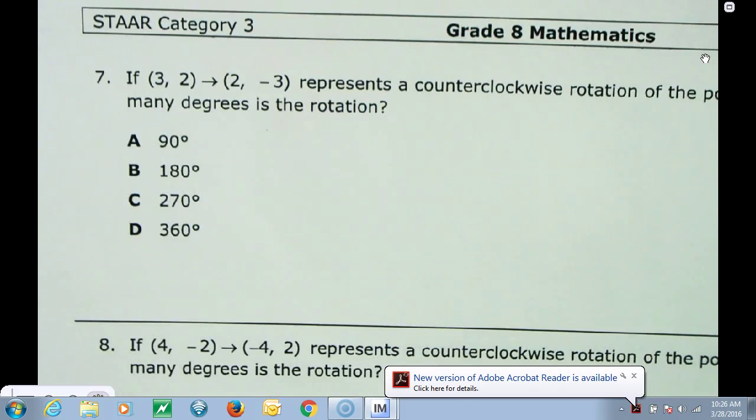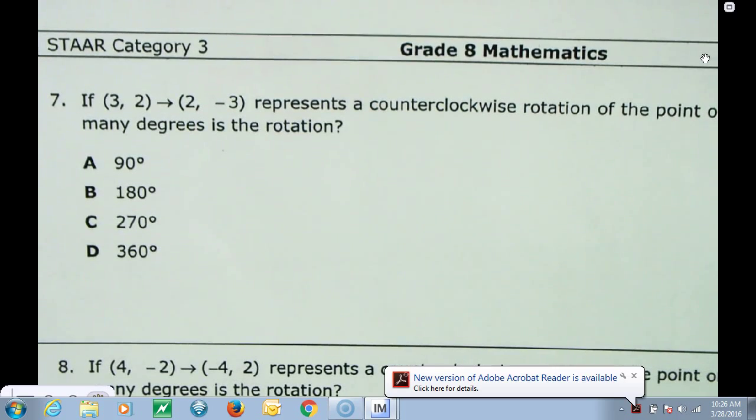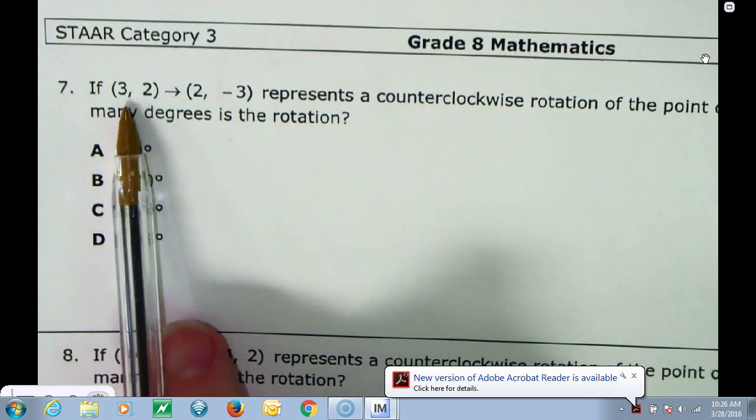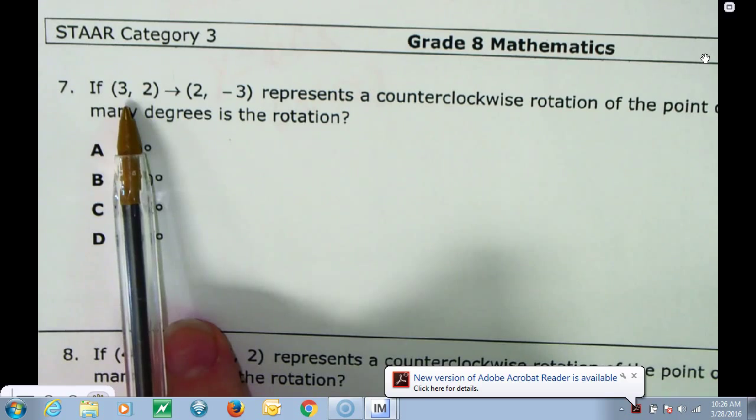Okay, look at 7. Did they switch the numbers? Yes. So it's going to be 90 or 270. So eliminate B and D. They started off, where's 3, 2 start off? In the First quadrant. So you would go graph it.